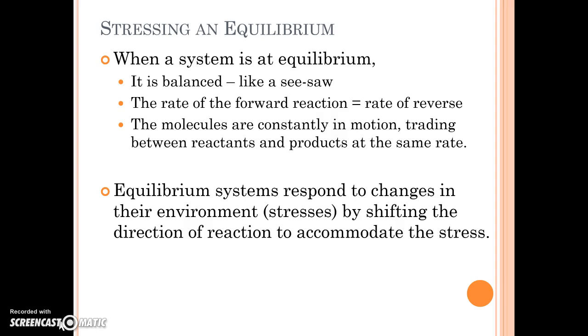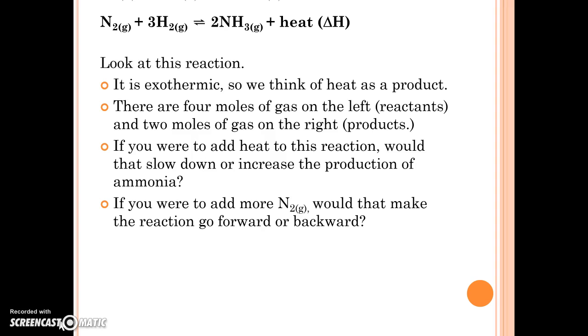Equilibrium systems, just like all systems, respond to changes in their environment, or stresses. In a chemical system, they do this by shifting the direction of the reaction to accommodate the stress. So we're going to break that down and talk more specifically about what that means.